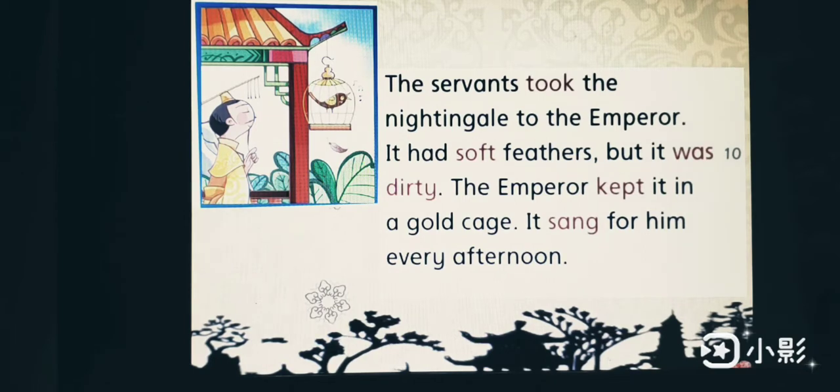The servants took the nightingale to the emperor. It had soft feathers, but it was dirty. The emperor kept it in a gold cage. It sang for him every afternoon.